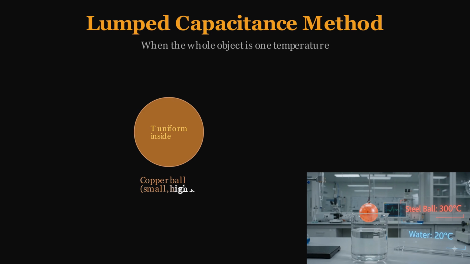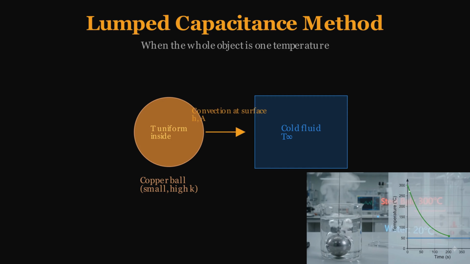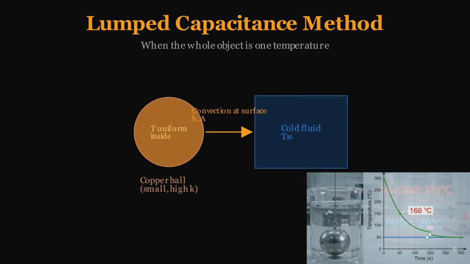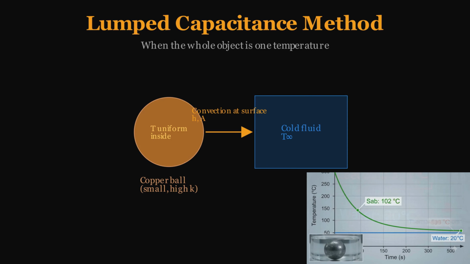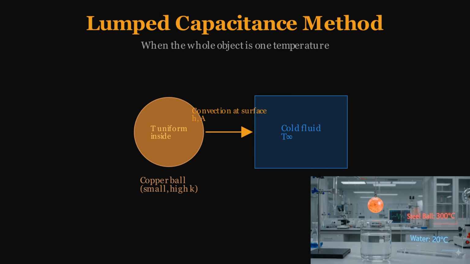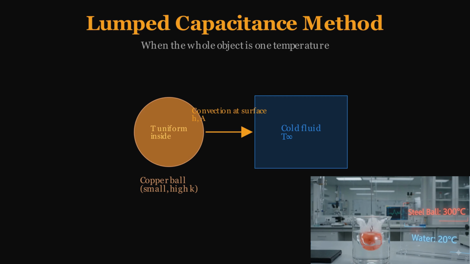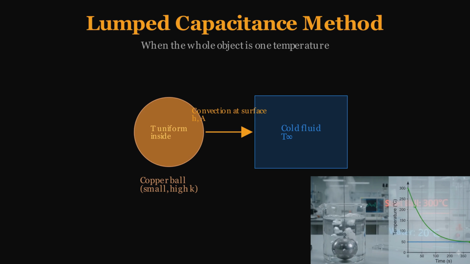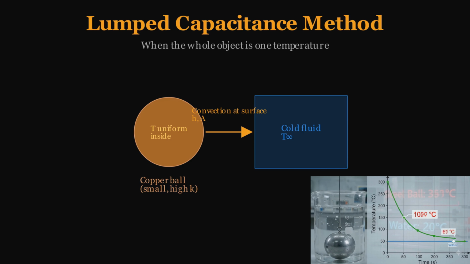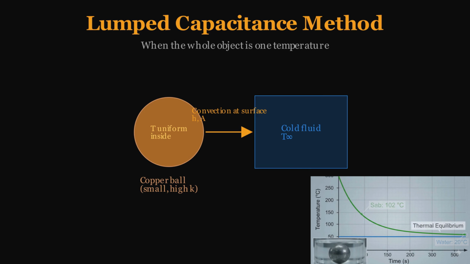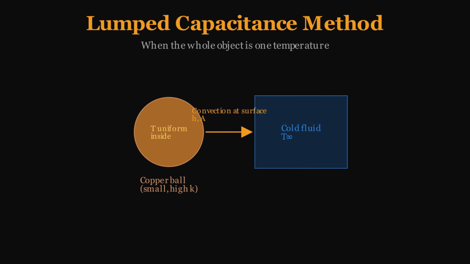Inside the transient framework there is a beautifully simple special case. Consider dropping a small copper ball into cold water. Copper is an excellent conductor. The ball is tiny. Heat escapes from the surface quickly, but because conduction inside is so fast, the temperature remains nearly uniform throughout the entire ball at any instant. The ball has essentially one single temperature, and that temperature changes with time. This is the lumped capacitance scenario.